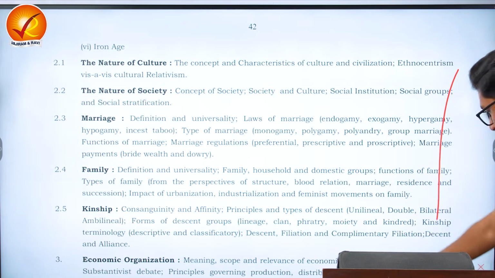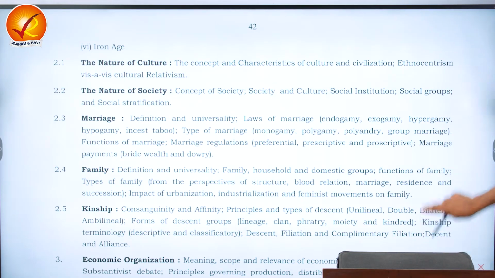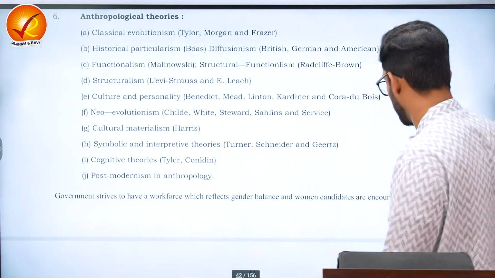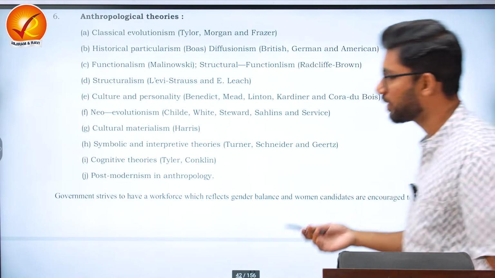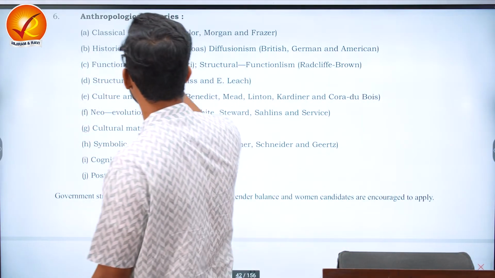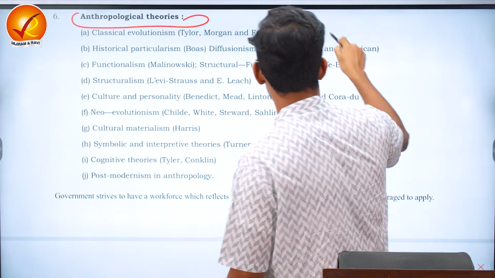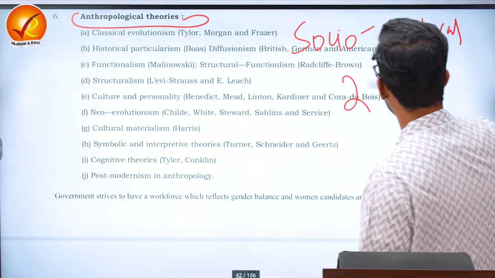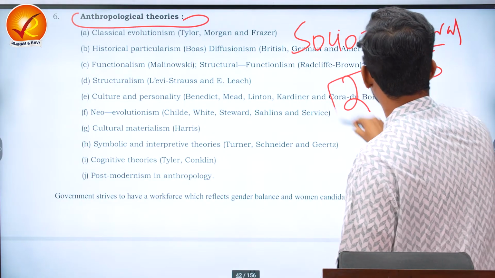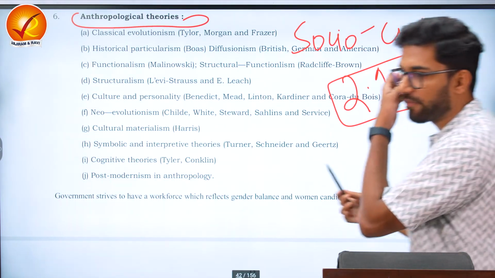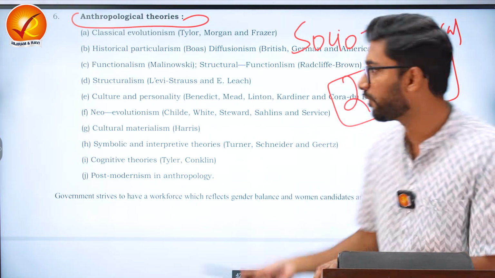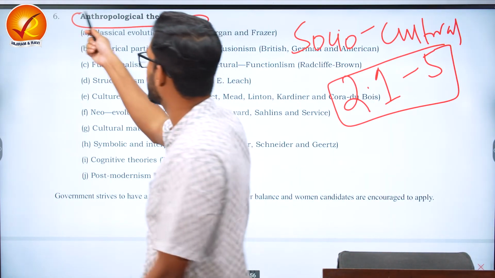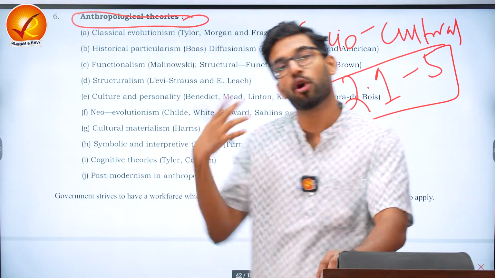Now we'll go to 6. The 6th unit is called anthropological theories. Now the thing about theories is that this forms the basis of your socio-cultural anthropology. So this actually forms the basis of unit 2.1 to 5. A lot of the things that are said in units 2.1 to 5 could be better understood if you read 6 properly. The thing about 6 is that this is not very knowledge heavy.